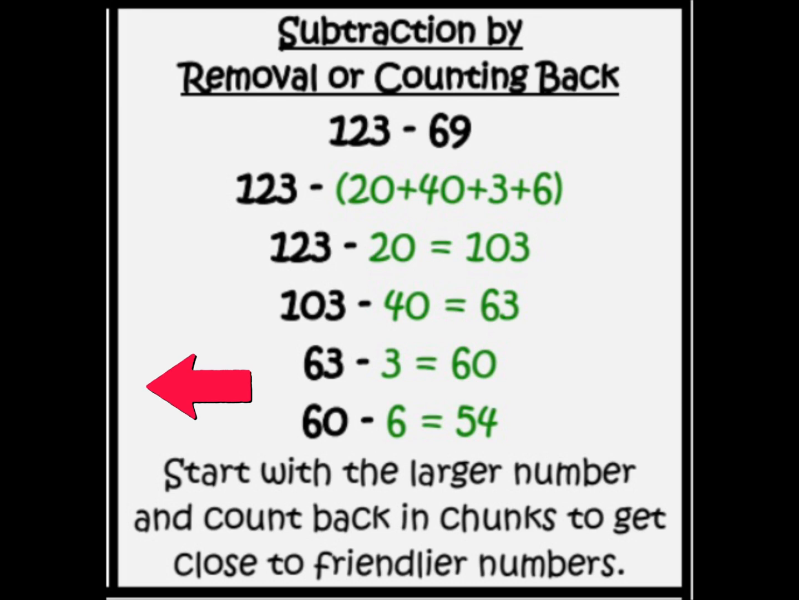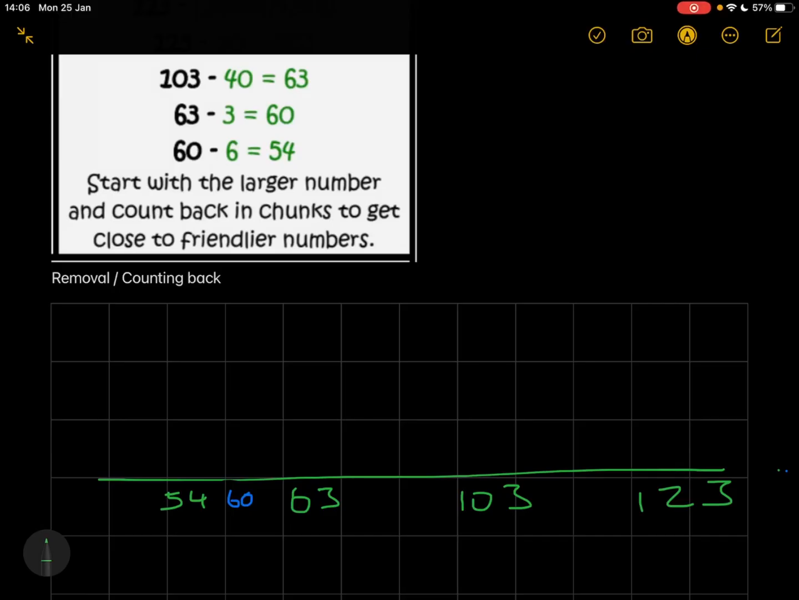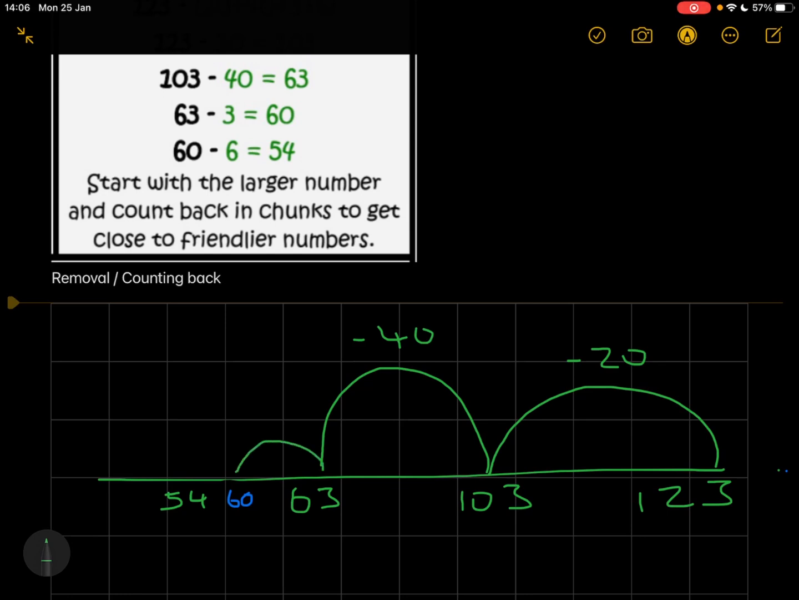Subtraction by removal or counting back. This is where you start with a larger number and count back in chunks to get close to friendlier numbers. So for 123 take away 69, I'm going to take off 20 first, because that takes me close to 100, and I feel more comfortable there. Then I'm going to take off another 40, and I know that will take me to 63. And then I'm going to go to a wee friendly number. 60 is round, so that means another 3 off. And then 6 left to take off, which means I've taken off a total of 69.